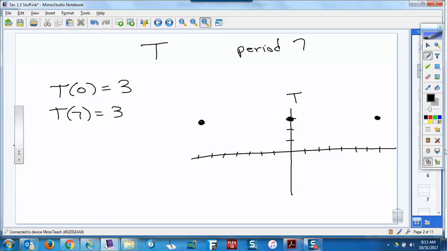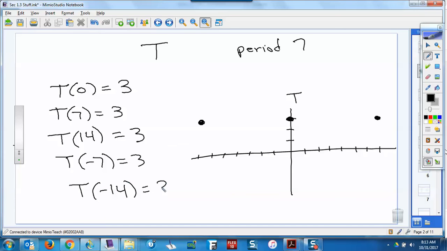And if I kept going, T of 14 would be 3, right? And so that's 21. T of 21 would be 3. And if I keep going this way to the left, T of negative 7 is 3, and T of negative 14 would be 3. So that's 22.